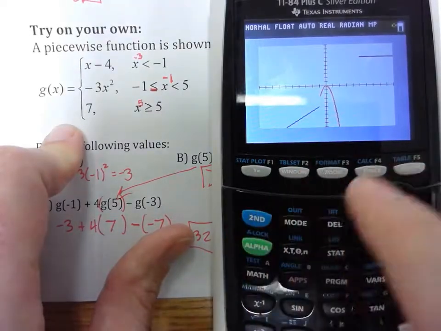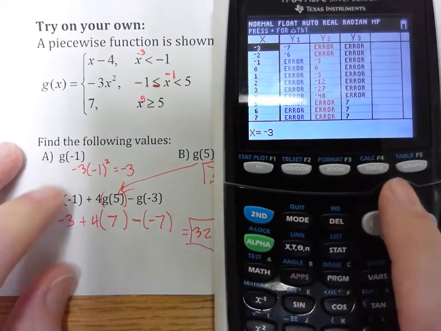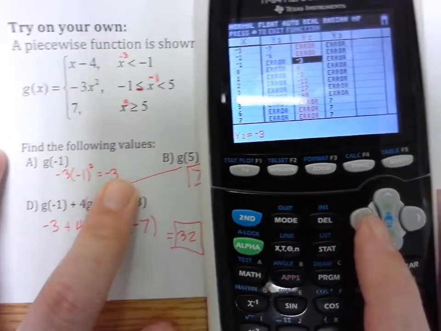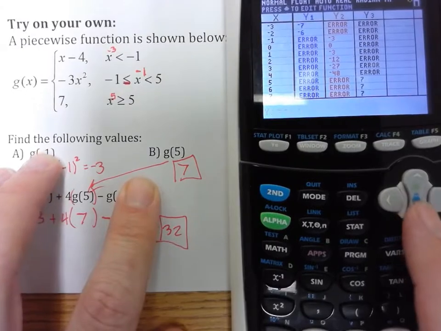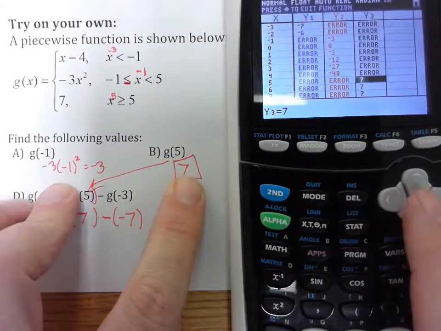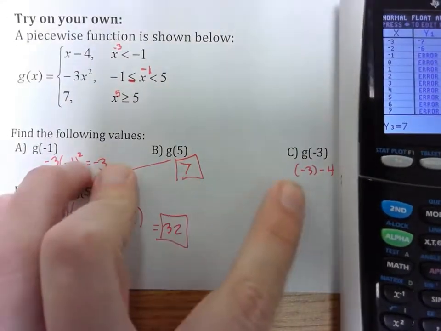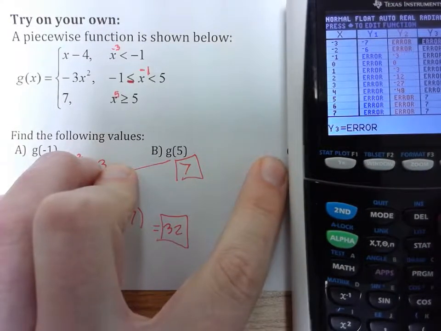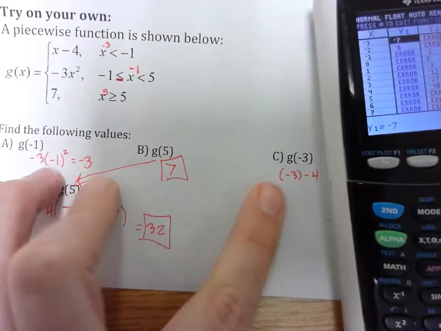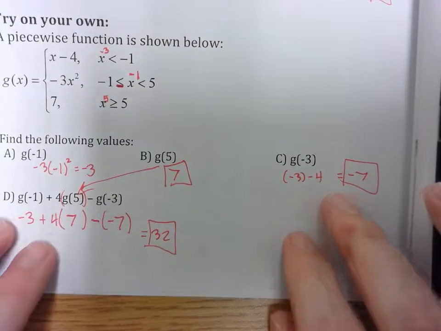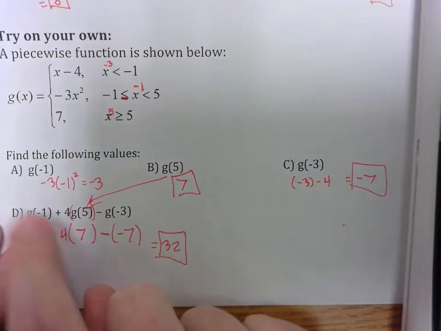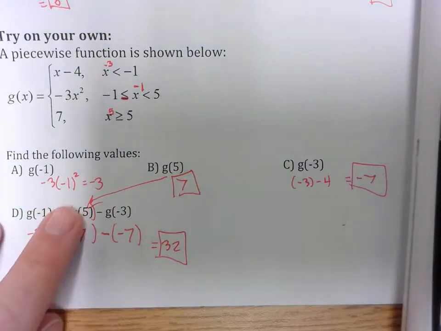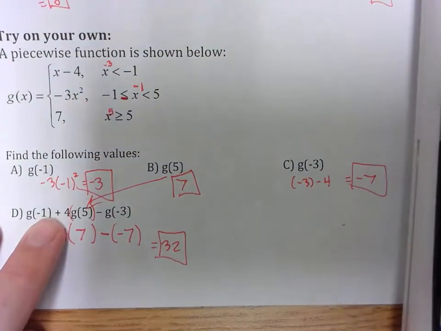Hit second graph to get your table of values. Verify what you got. So -1, we got -3. 5, we got 7. -3, we got -7. Now your table is not going to get you this, so you have to still evaluate -3 plus 4 times 7 minus -7. But you can get those answers from your table.